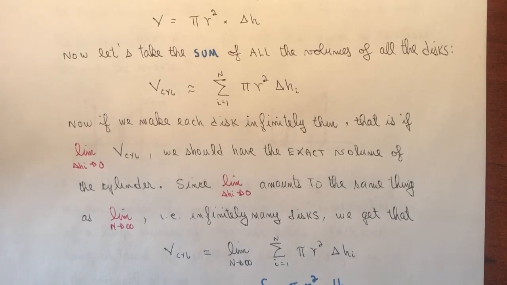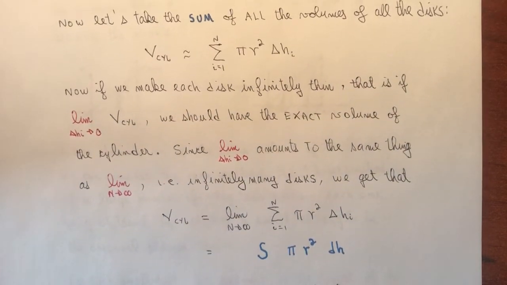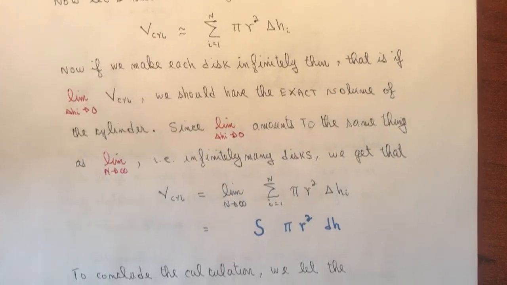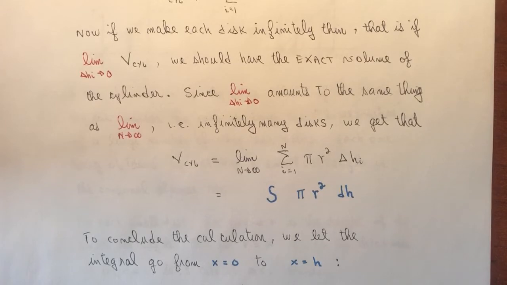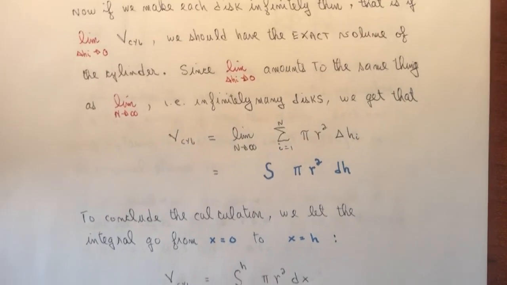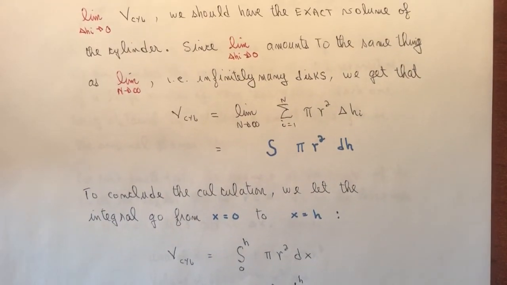But of course you remember, I know you do, that the limit as n goes to infinity of the summation is the good old friend of ours, the integral of pi r squared dh. So to conclude this calculation, let's take x equals 0 and x equals h as the bounds of my integral, so that the volume of the cylinder can now be expressed as this very nice integral from 0 to h of pi r squared dx.